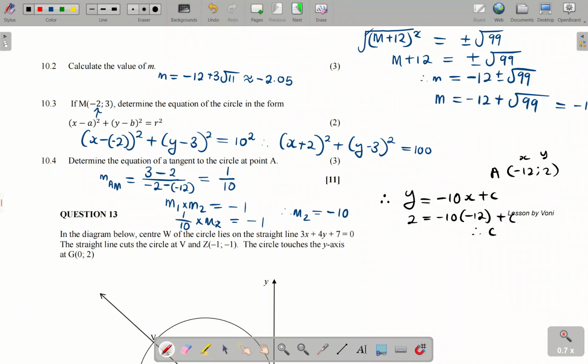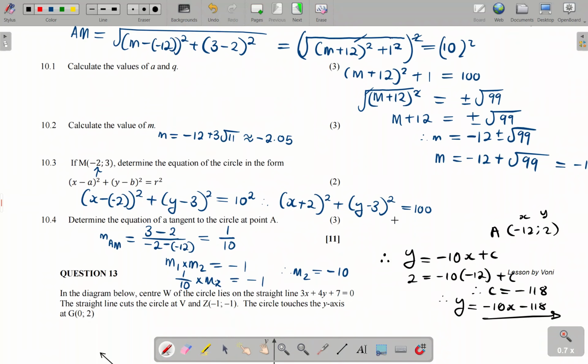Let me see, what was the answer? 120. So 120 into 2 minus 120, then negative 118. Determine the equation of a tangent. So that's y equals negative 10x minus 118 then. So this is your answer like that.